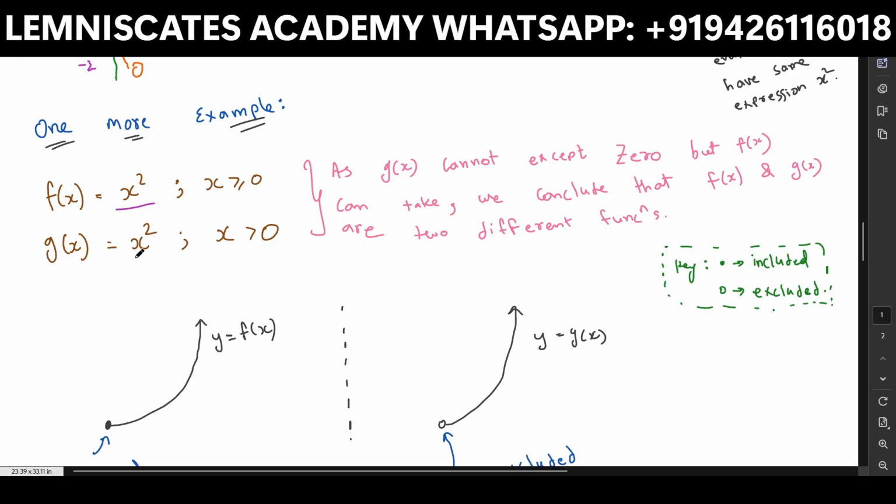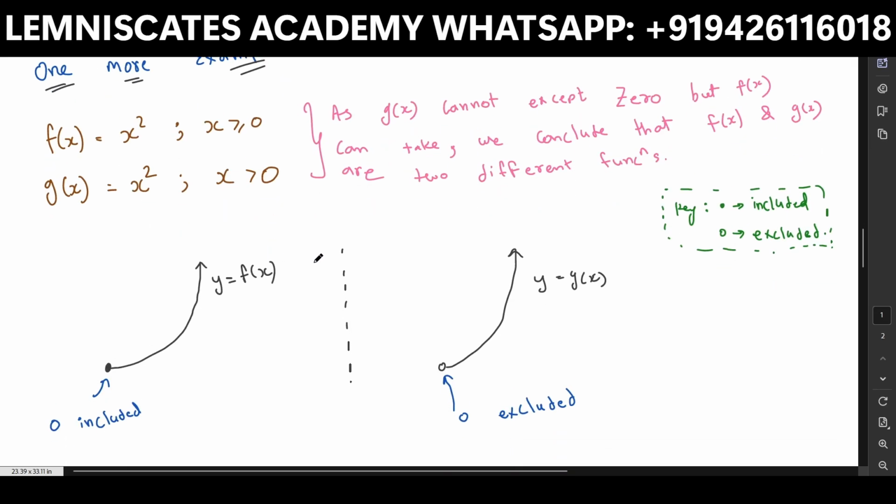In this case, it is x square, over here also x square. This is greater than equal to 0, this is greater than 0. As the function f of x includes x is equal to 0 as a part of the domain, but in this g of x, we don't include x is equal to 0 as a part of the domain. Both of them look exactly same. The only difference is the equal to sign over here. But still, they are different, just because this function cannot take 0 as the domain, but this can. They are two different functions.